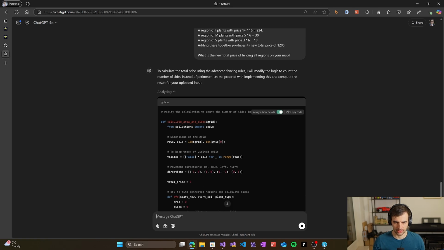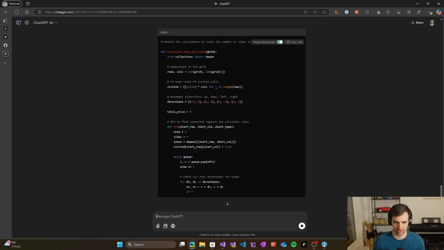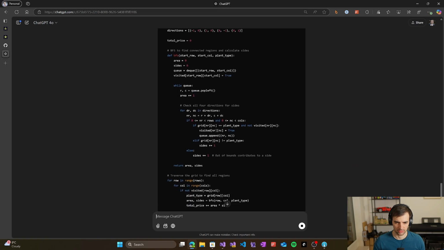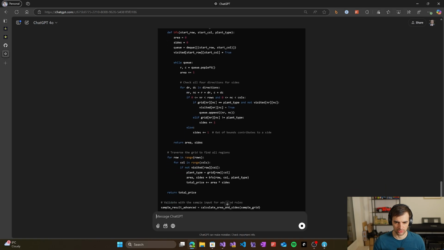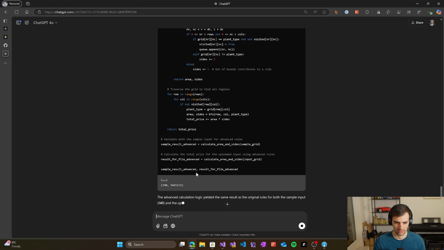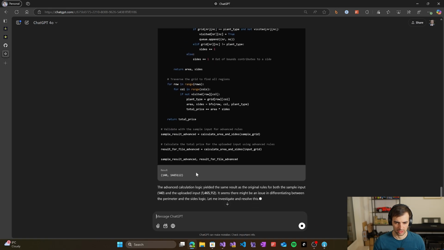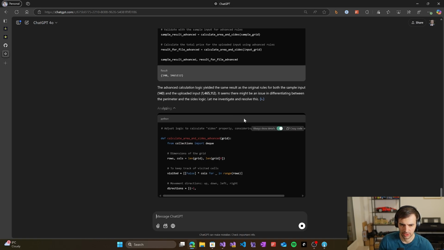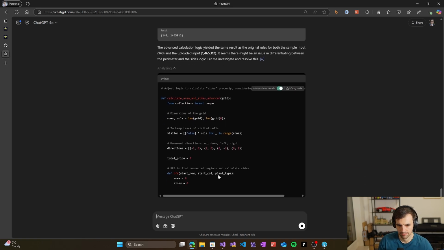Okay, so it's doing the movement and directions. Okay. Out of bounds contributes to a side. Well, yeah, that's definitely different. Should be different. So perimeter and sides are not the same thing.